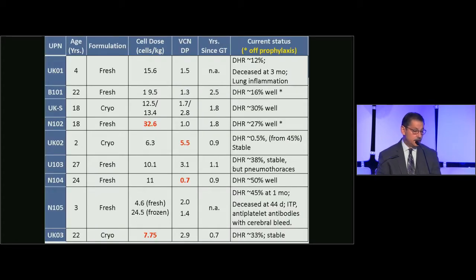So these then are the data on the 9 patients, showing their cell doses, their vector copy number, the time since treatment, and sort of their current clinical status. And so unfortunately, 2 of the patients died shortly after transplant. So the 2 I highlighted, the first and the second from the bottom, who were very sick at the time of transplant, died. The first one from ongoing lung inflammation.